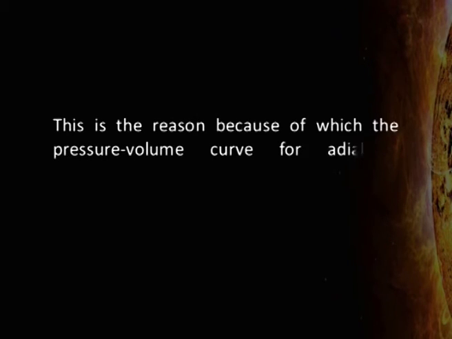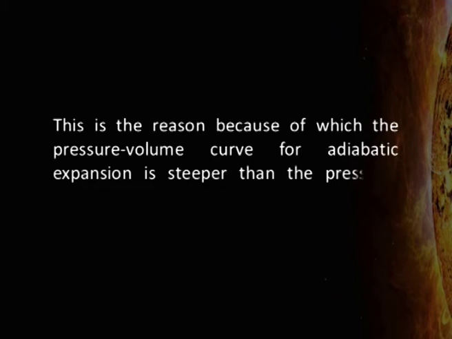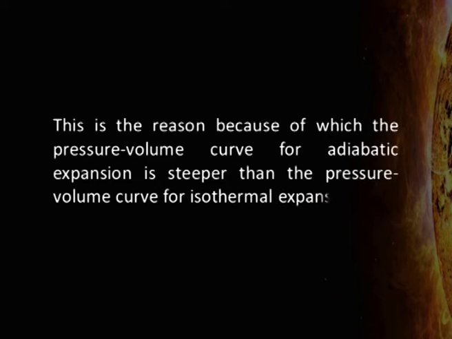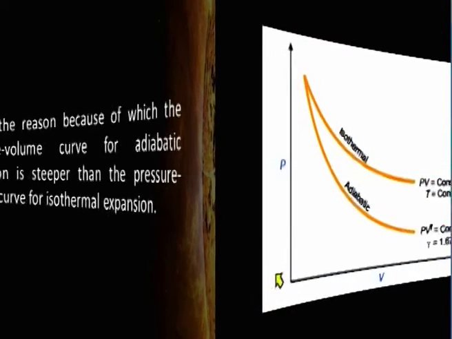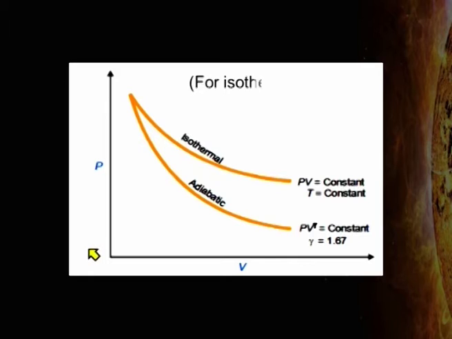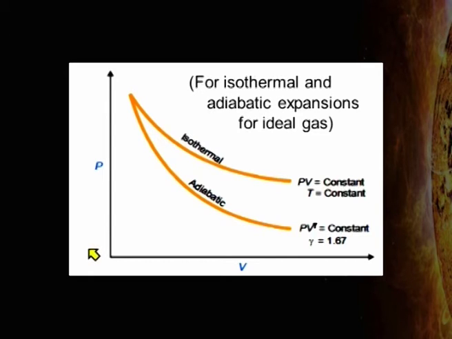This is the reason because of which the pressure volume curve for adiabatic expansion is steeper than the pressure volume curve for isothermal expansion. You can have a look at this graph for isothermal expansion and adiabatic expansion for ideal gas. This graph is made for monoatomic gas. For monoatomic gas, the value of gamma is equal to 1.67. You can see that the slope for the adiabatic expansion graph is greater than the slope for the isothermal process.